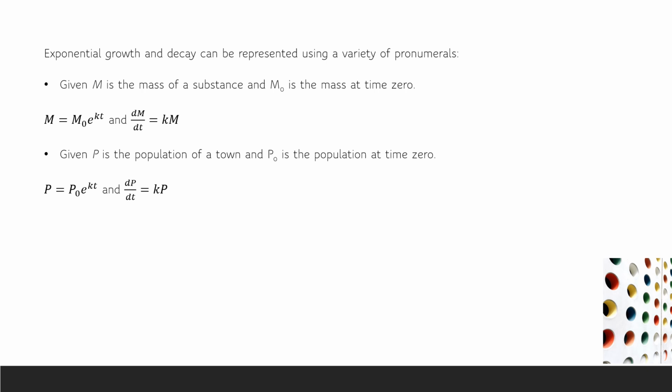So we can use a variety of pronumerals. So we just used Q, but we could represent M for mass and M0, which is the mass at time 0. So we could have M equals M0 e to the kt, and when we differentiate, we'd get k lots of M. And we can have P as the population of a town, so P0 is the population at time 0. So these may come up, just in case they were to.